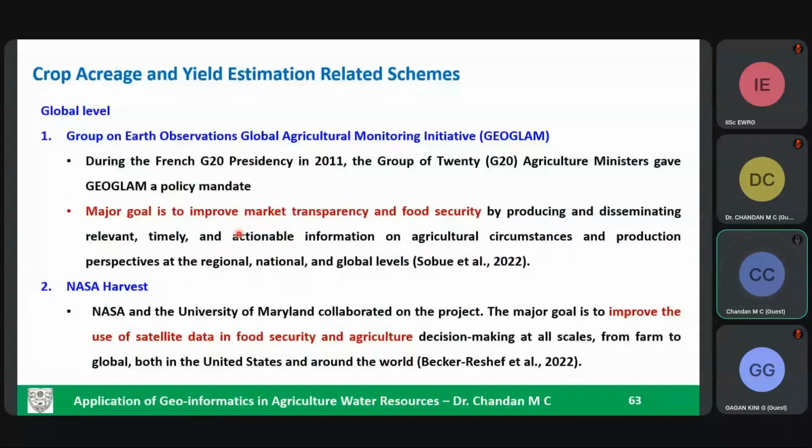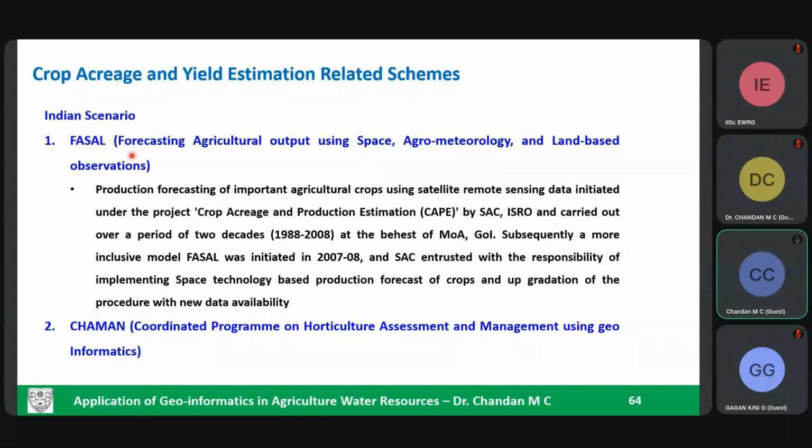One of the major contributions by the Ministry of Agriculture is FASAL. At the global level, we have GEOGLAM, where the G20 countries have agreed to produce agriculture related data sets. And we also have NASA Harvest at the global scale. But in the Indian scenario, we have the FASAL scheme by the ministry. Earlier to FASAL, before 2008, we had the CAPE project, that is crop acreage and production estimation. But after 2008, we have FASAL.